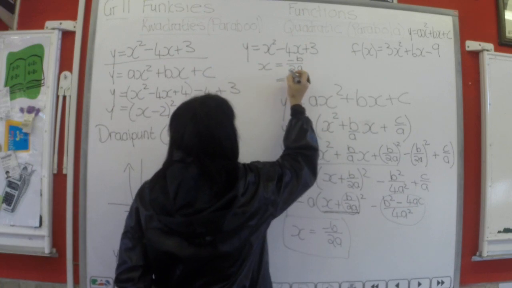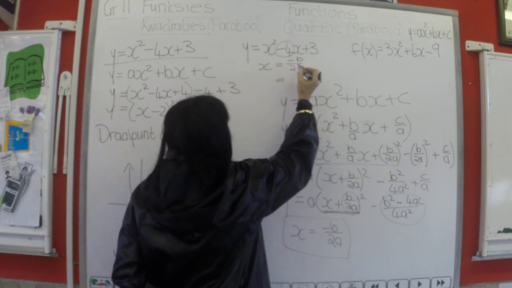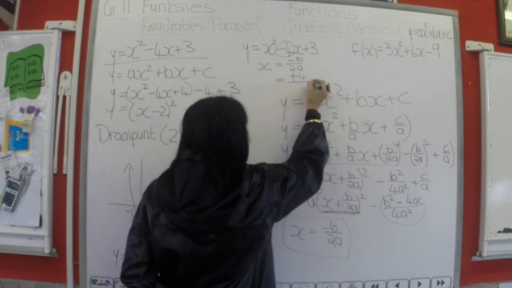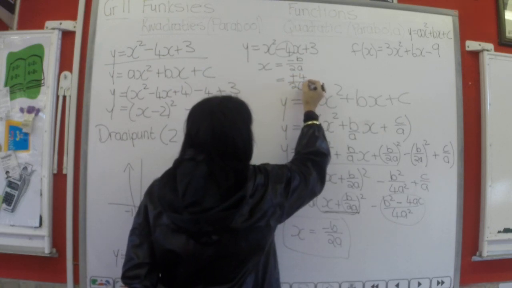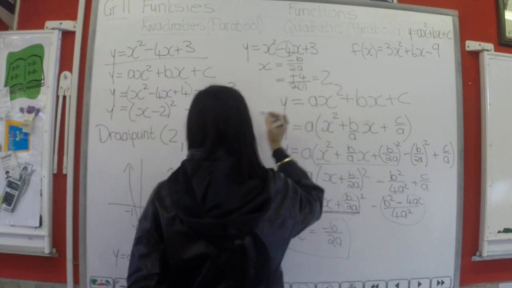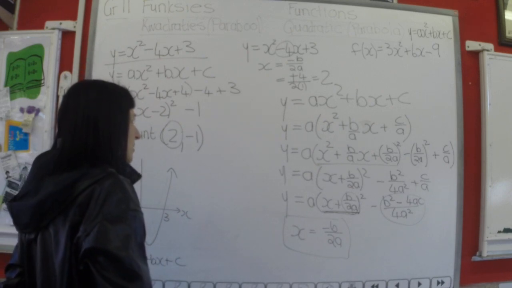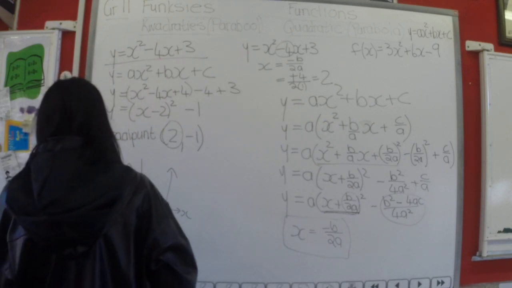Let's go and look for the b. That's the b value. So dis minus b, so dis plus 4 op 2 maal 1 en dis gelyk aan 2. So sien julle waar kom die x-waarde van my draaipunt vandaan? Dis 2. Hoe kry ek die y-waarde van my draaipunt?